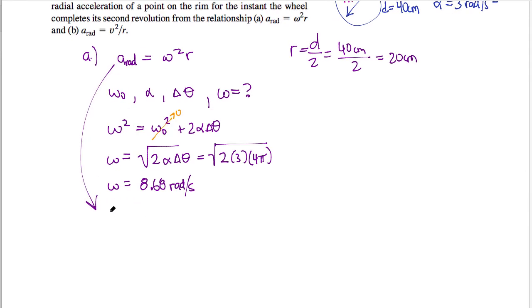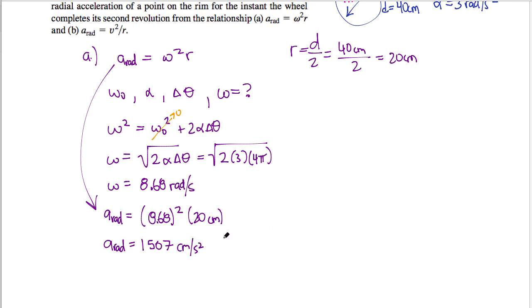So my radial acceleration will be equal to omega squared, so that's 8.68 squared, times my radius of 20 centimeters. I'm going to write the centimeters because since I didn't convert it to meters, I need to make sure that my radial acceleration has appropriate units. Plugging this into my calculator, I find my radial acceleration will be 1,507 centimeters per second squared.